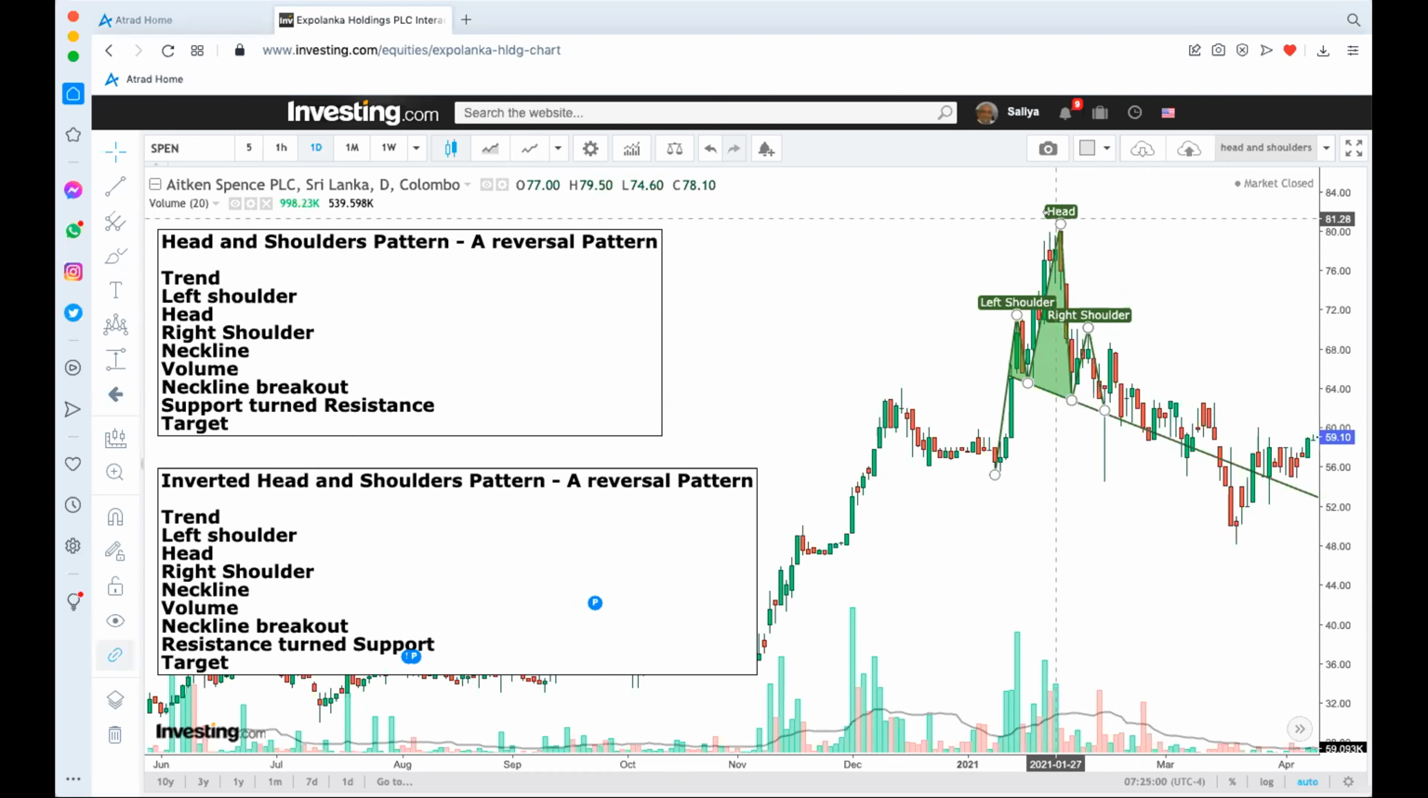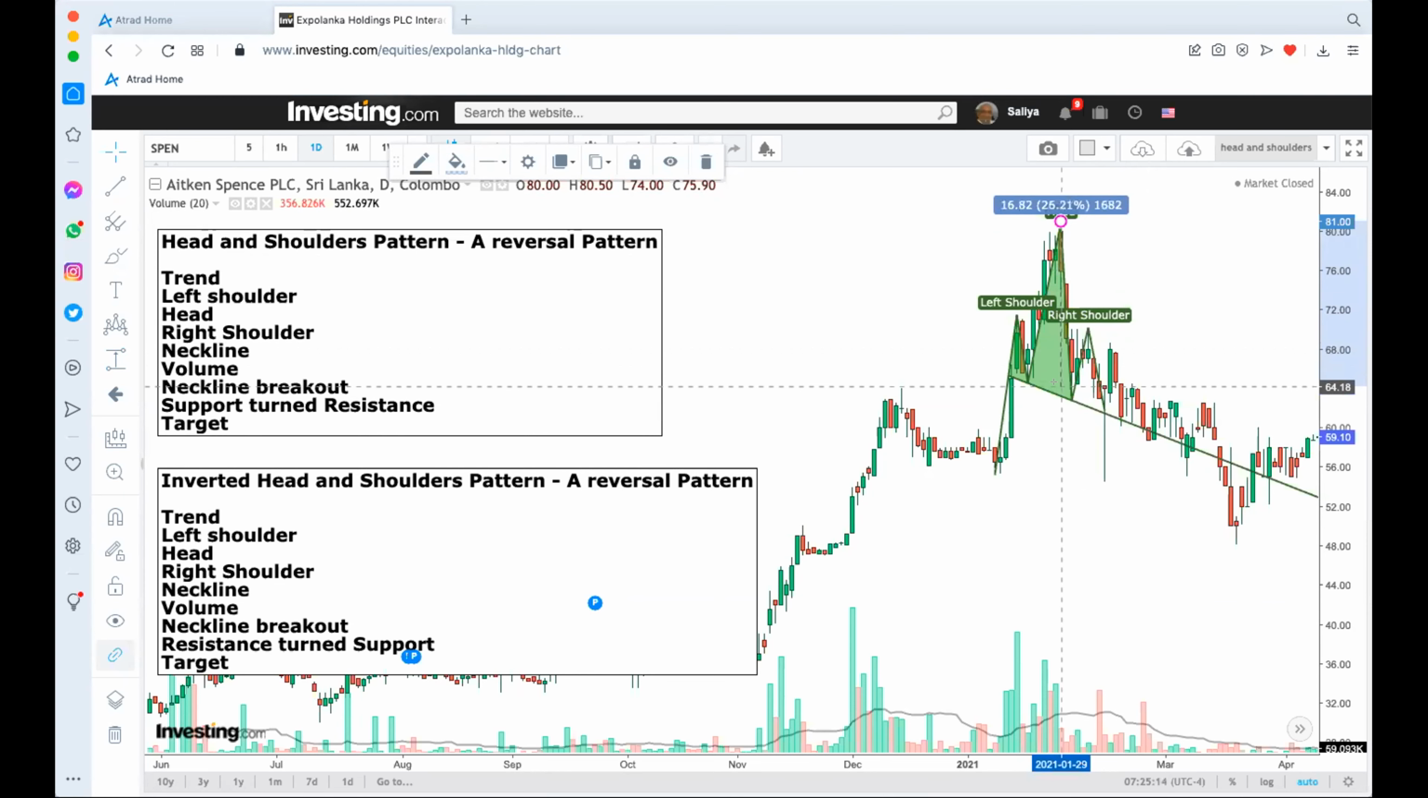Now, if you are using the projection target, this is where it all started at the top. I'm using the top of that. Then I'll be dragging it down vertically to the point of the neckline. Drop it off there. Then I'm going to clone it. Take it to the breakout. Now you have a breakout here.